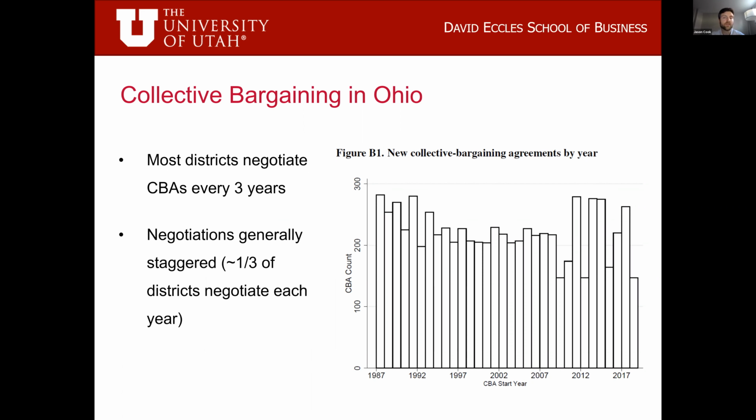So about a third of the 600 districts in Ohio are negotiating contracts each year. This is just showing new collective bargaining agreements by year. You can see it's pretty uniform. In the Great Recession, it looked like things started to get shifted.